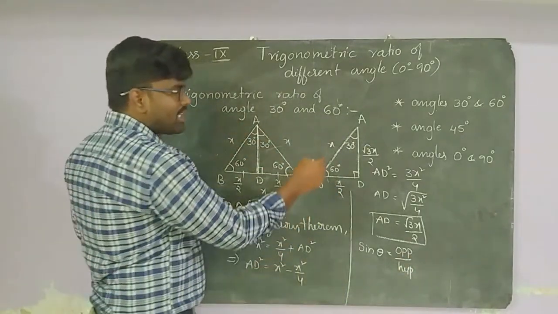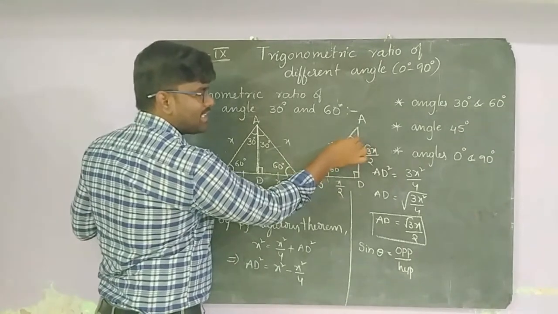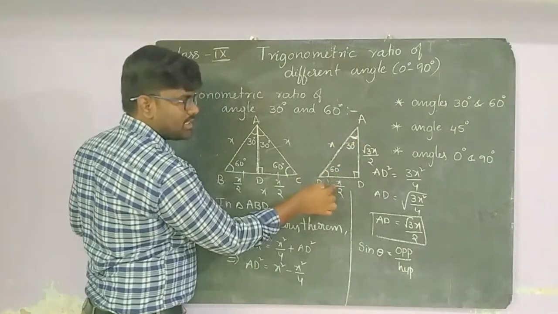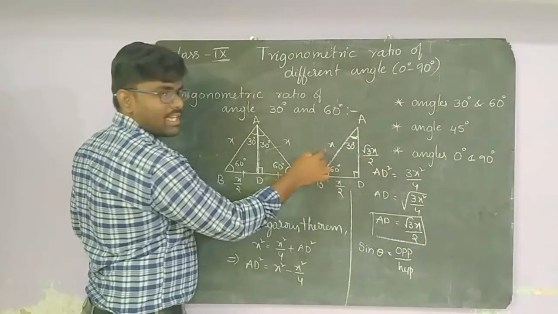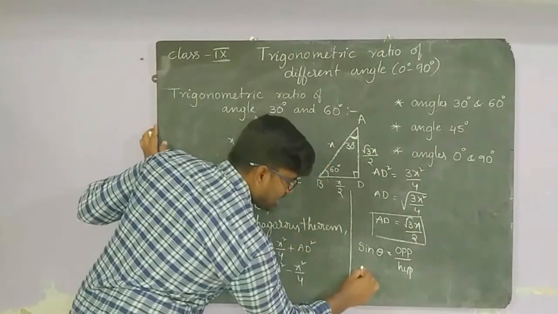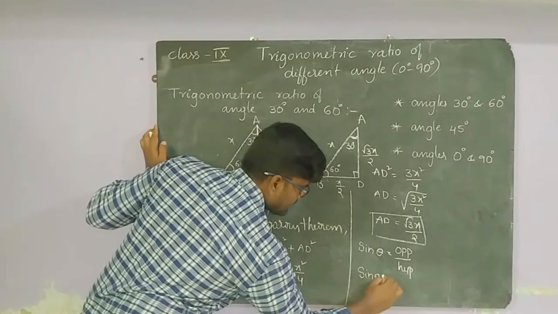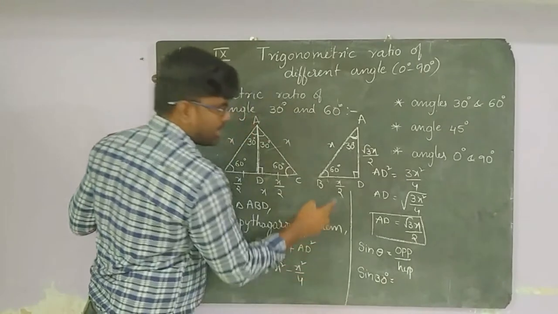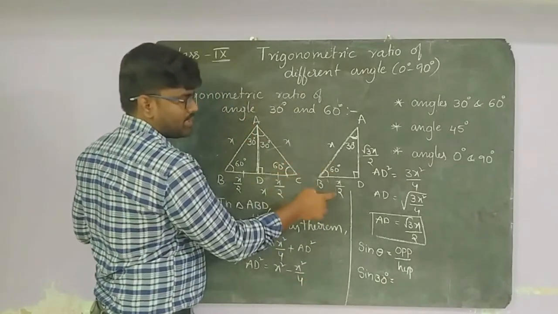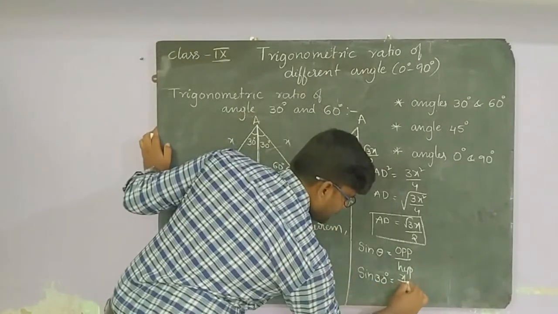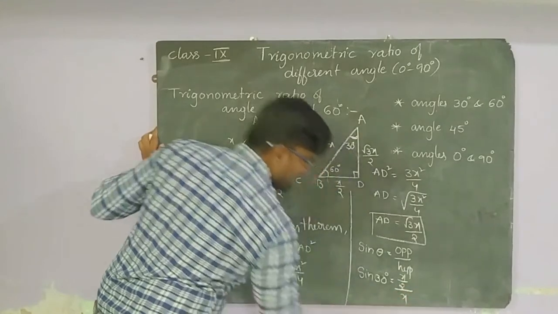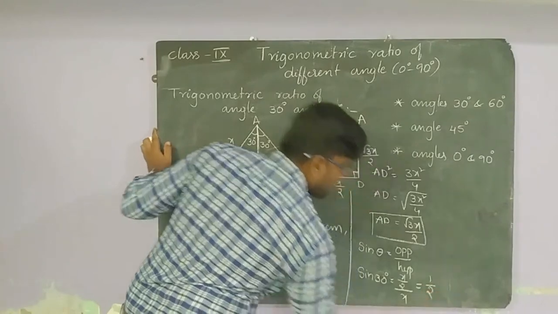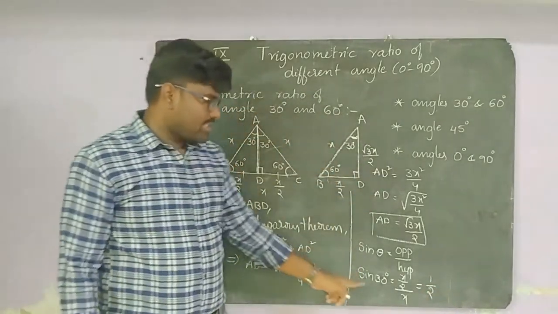In the same way, we want sin 30. That means the angle is at this vertex. Whenever the angle is here, this is opposite, this is adjacent, this is hypotenuse. Then sin 30 degrees is equal to opposite by hypotenuse. Opposite is x by 2, hypotenuse is x. When you simplify, we get 1 by 2. That means sin 30 value is 1 by 2.